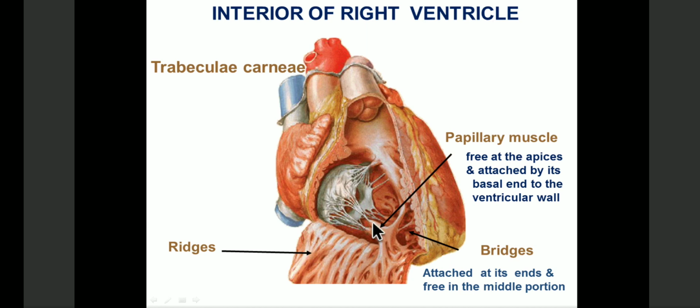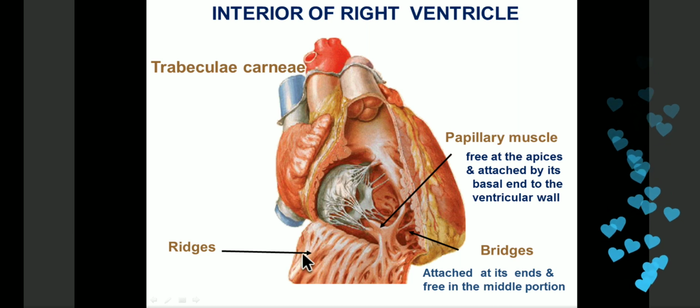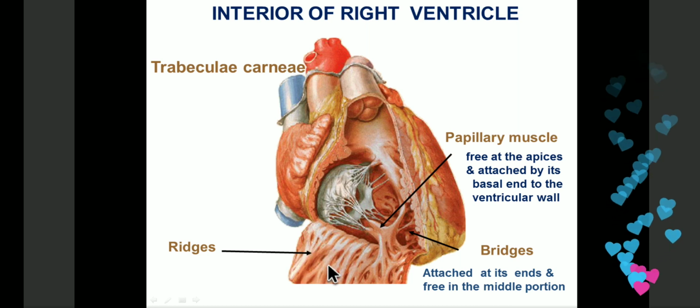But at the moment, just remember papillary muscles are like pillars attached to the ventricular wall, bridges are like bridges only attached, like you've seen, fibers attached at two ends and free in the central portion, and the ridges, which are simple elevations of the muscular tissue.